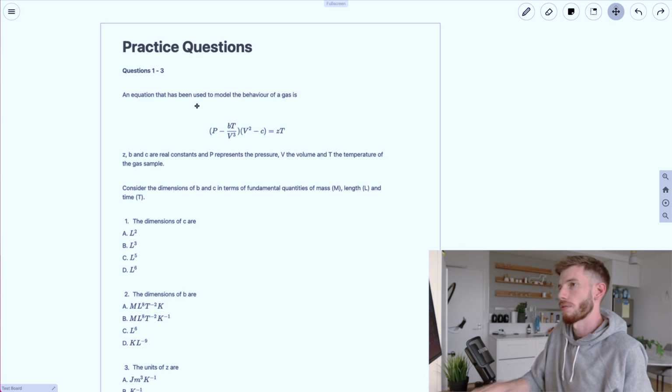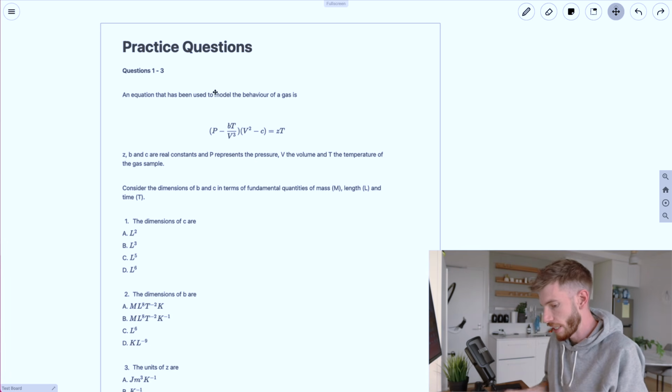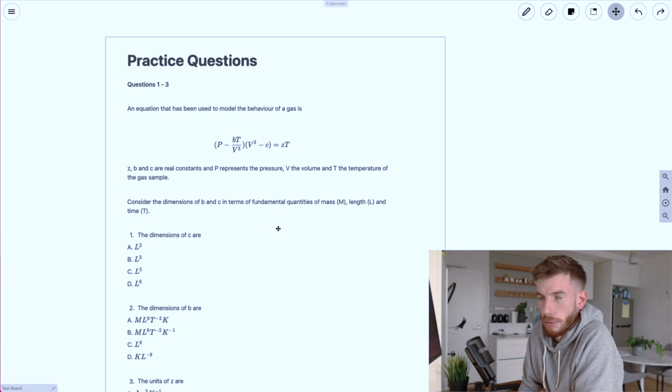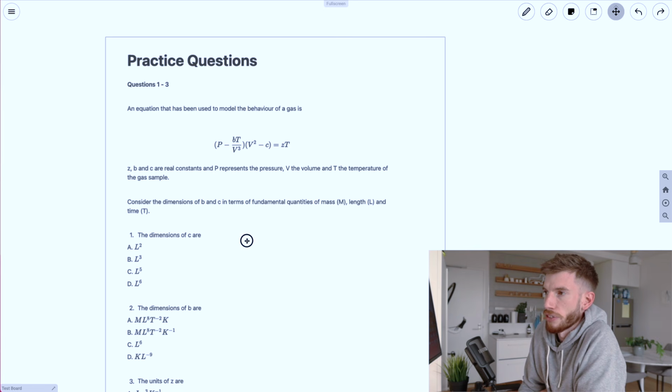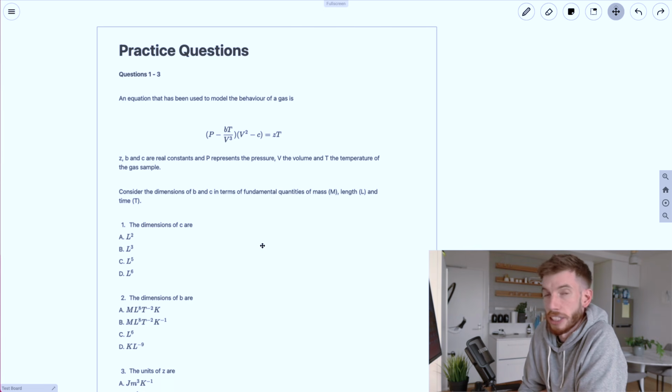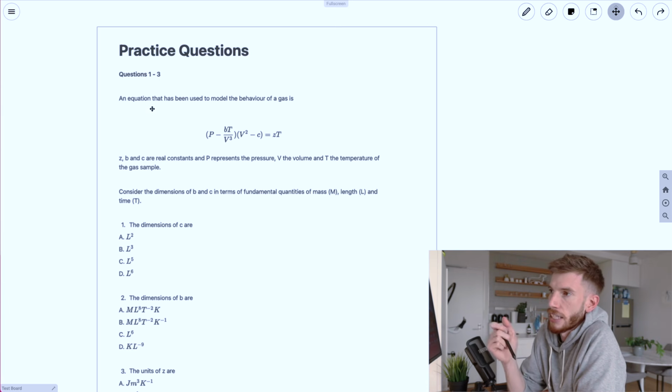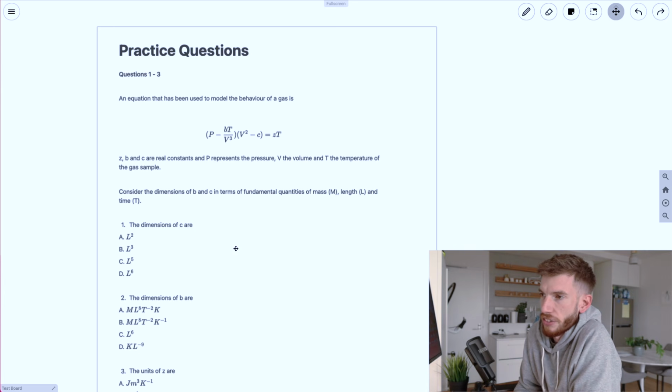Okay, so with this first one here, you'll find that it is very, very similar to some other ASA questions. It's looking at rearranging formulas, but also at the use of units and dimensions. So we've got an equation that's been used to model the behavior of a gas, blah, blah, blah. Z, B, and C are all real constants, and P represents the pressure, V the volume, and T the temperature of the gas sample. Consider the dimensions of B and C in terms of fundamental quantities of mass M, length L, and time T. And then the dimensions of C are.